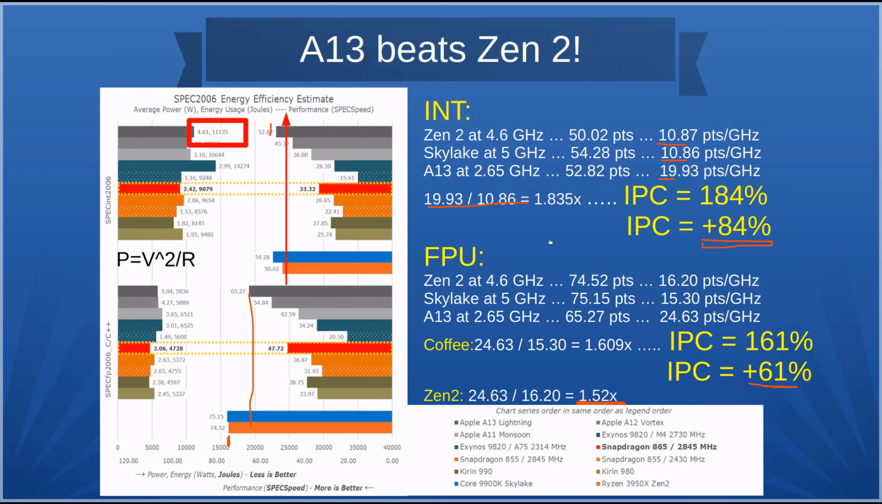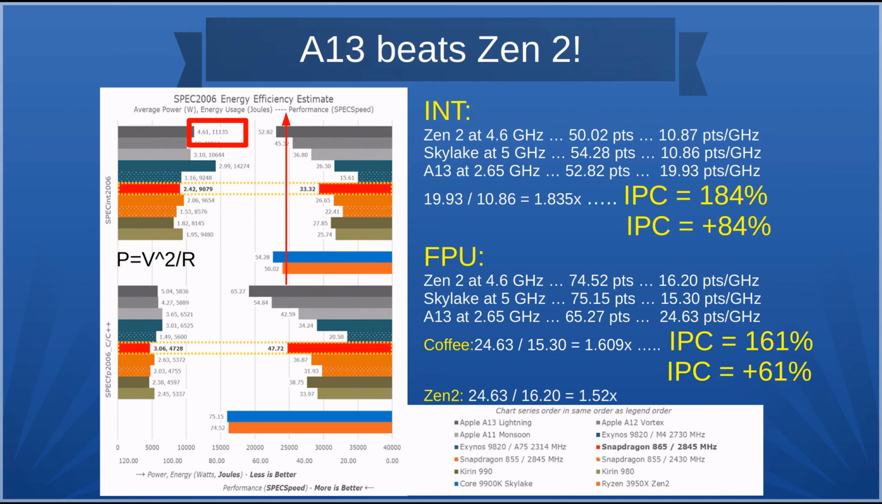So actually Apple is already using a super wide architecture, and yeah, Zen 3 will be a beast. Zen 3 will be really similar to the Apple A13. It will come with really high IPC, so it will be king of the x86.